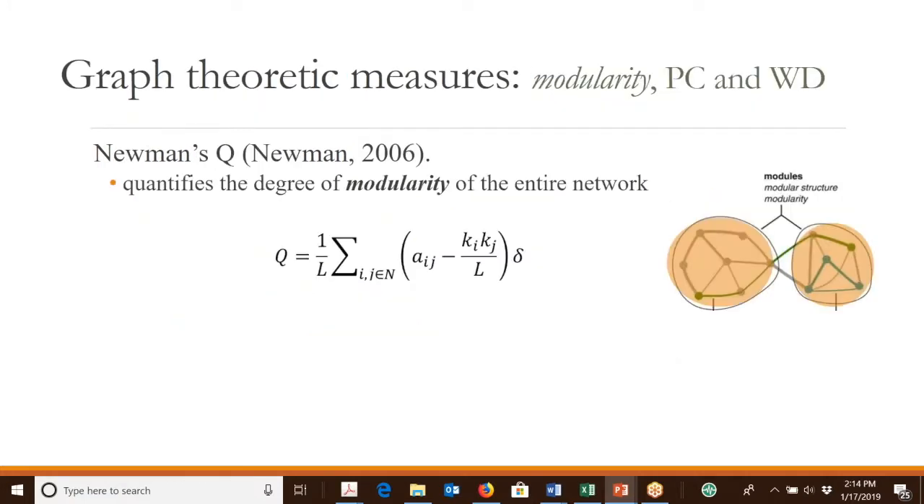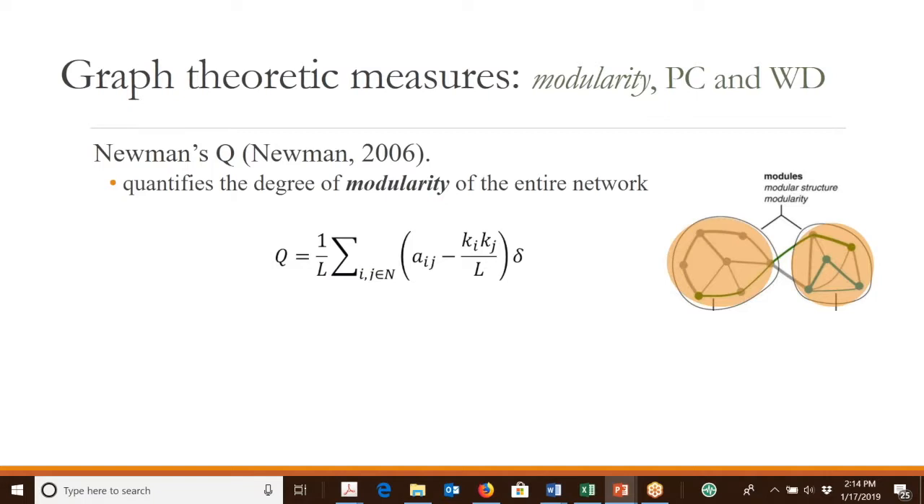And other nodes might just be local hubs, and other nodes might be primarily global hubs. So in the work that I'm going to describe today, we're going to be concerned with three of this assortment of measures that we could be evaluating networks with. We're going to be concerned with three graph-theoretic measures: modularity, PC, and WD. And modularity, in italics, is a term that applies to a particular measure, which is Newman's Q.